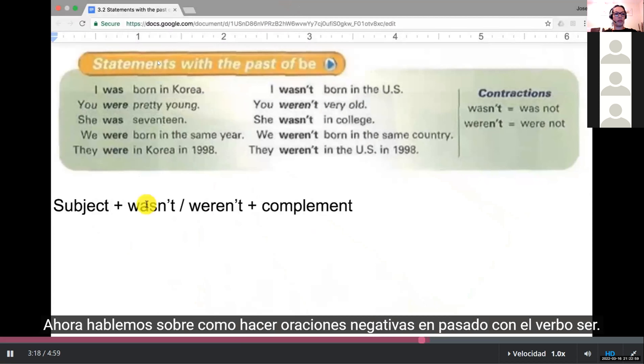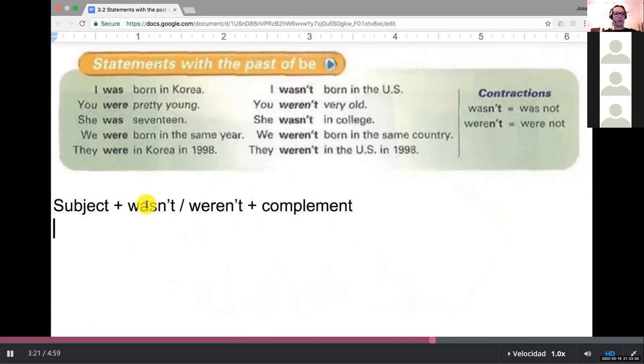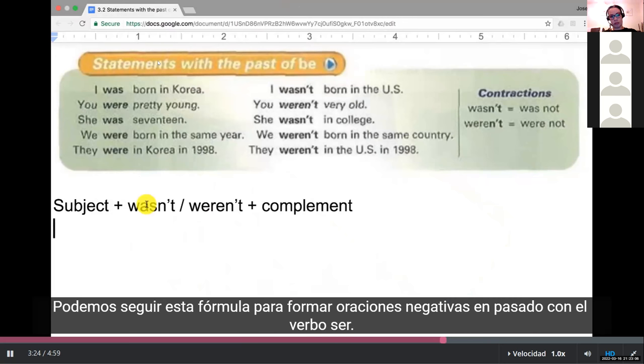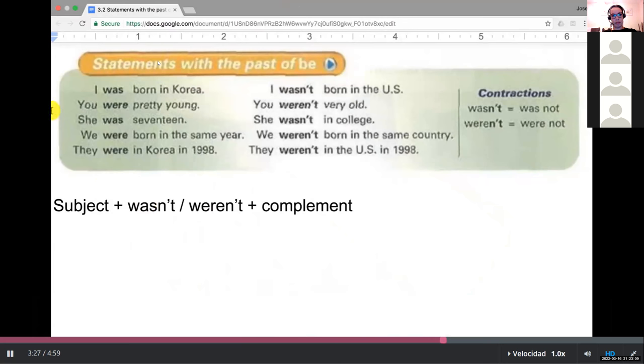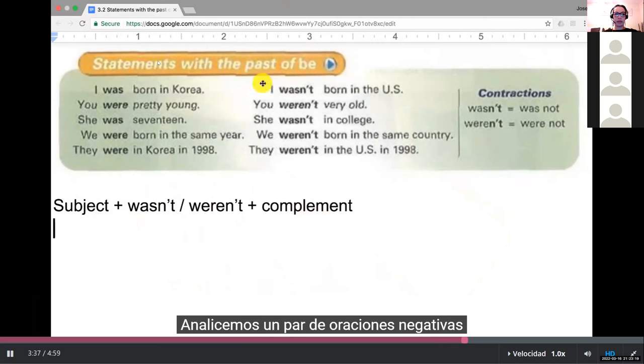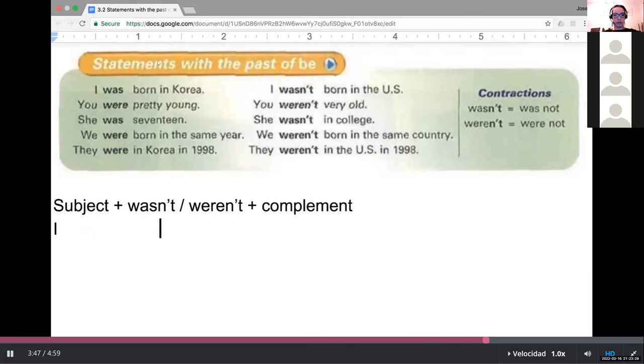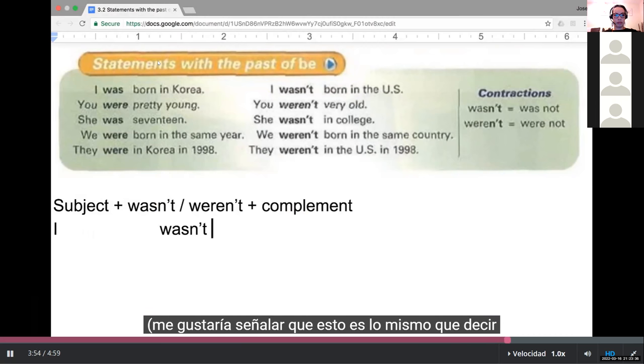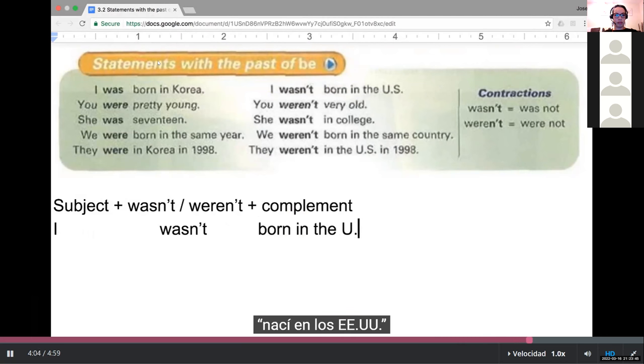Now, let's talk about making negative statements in the past with be. We can follow this formula to form negative statements in the past with be. Subject plus wasn't or weren't plus complement. Let's analyze a couple of negative examples. I wasn't born in the U.S. First, we need to add a subject, I. Then we will use the verb to be in the past in its negative form, wasn't. I would like to point out that this is the same as saying was not, but we will typically use contractions. Finally, we include a complement, born in the U.S.